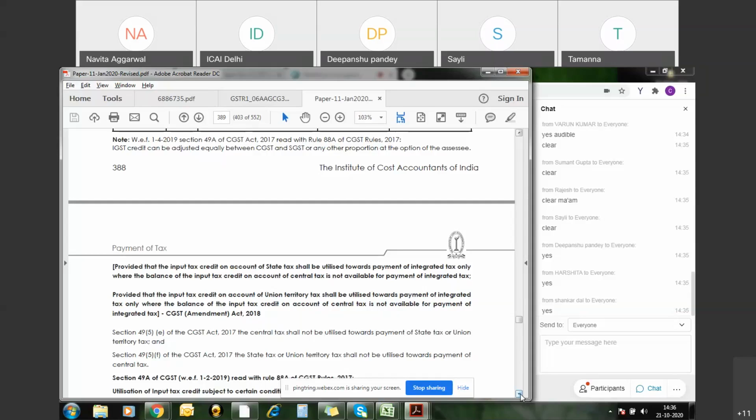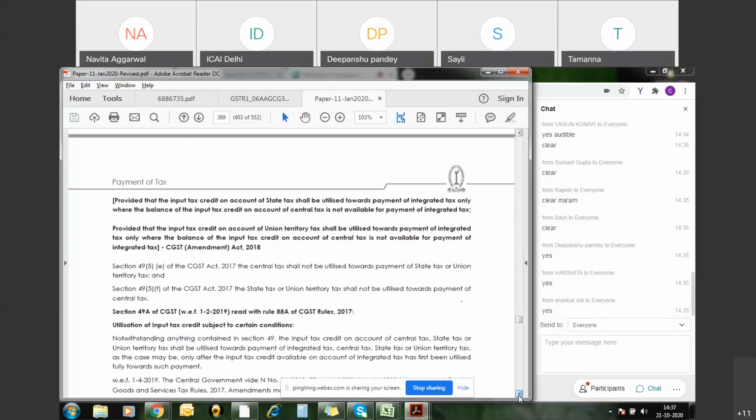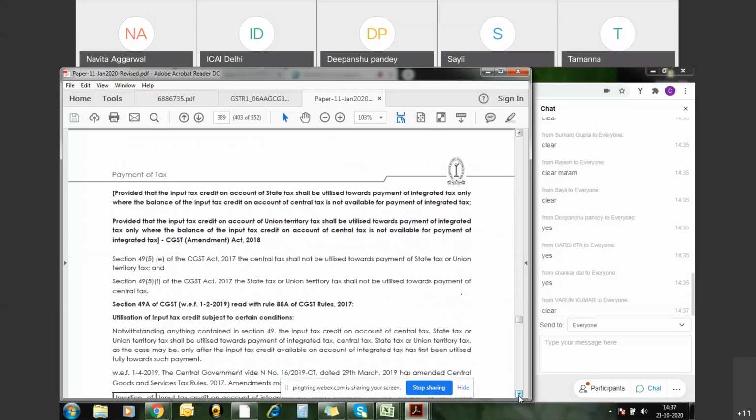Similar is the case in the Union Territory. ITC under UTGST is available to set off the IGST liability, whereas the input credit on account of central tax is not available to make the payment under IGST. Clear? Is this clear? Okay, thanks Varun.